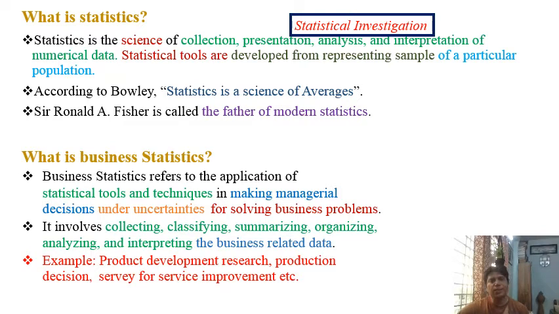So business statistics mainly deals with business problems, and these statistics provide a group of tools to the management for making business decisions. So here the second thing is it involves collecting, classifying, summarizing, organizing, analyzing, and interpreting the business related data. So business statistics is a statistical investigation based on business related data. For example, product development, research, production decision, survey for service improvement, etc.